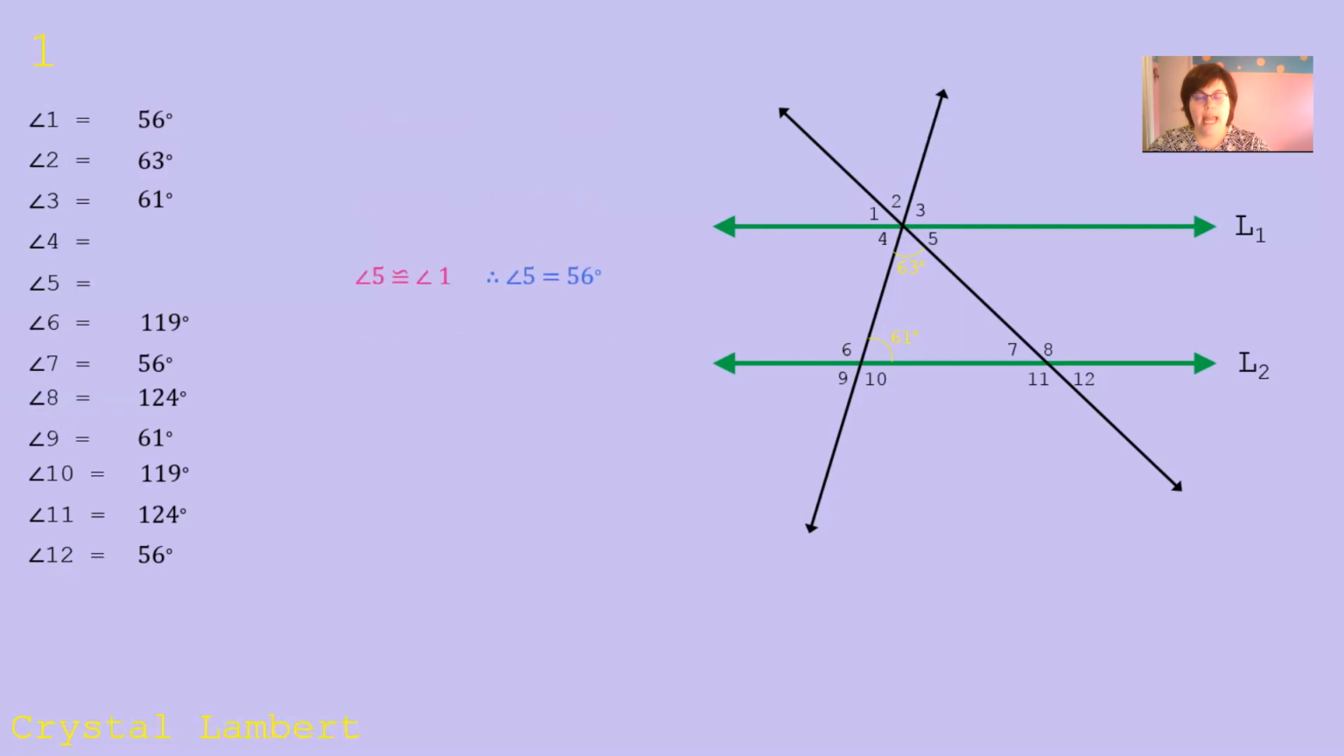Then we're going to look at angle 5, which is congruent with angle 1. So angle 5, therefore, is 56 degrees. And for angle 4, it is congruent with angle 3. Therefore, angle 4 is 61 degrees.